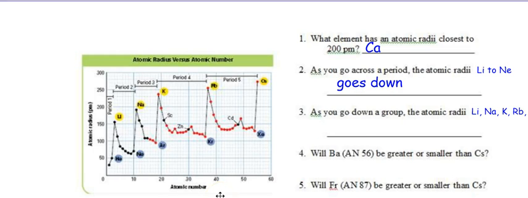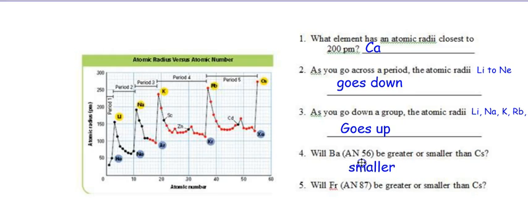Then as you go down a group, what happens to the atomic radii? Well, what's this trend here? It's getting bigger, isn't it? It goes up. So what would be barium? Where's barium? I don't know. Barium's not on my chart. Well, cesium is. Cesium is atomic number 55. So where do you think barium is going to be? Right next to it.